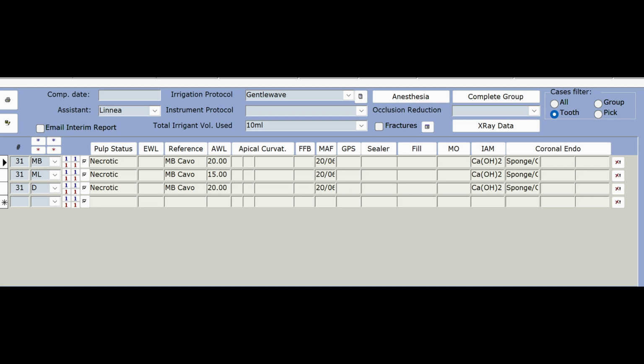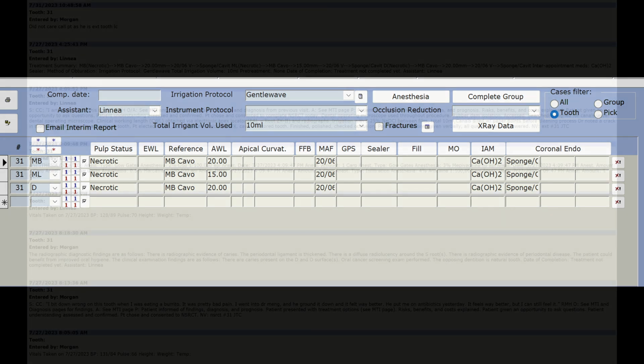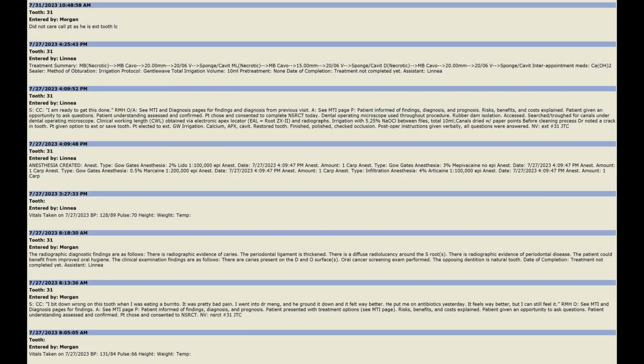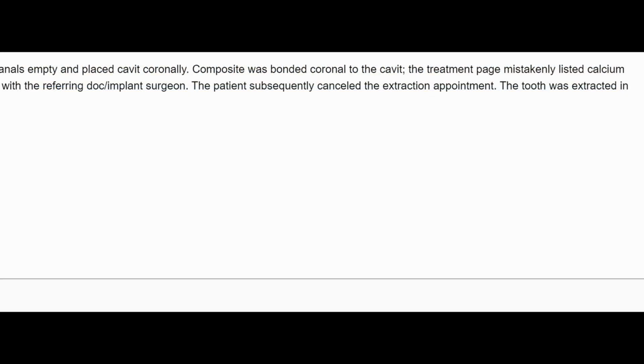I instructed the patient to have the tooth extracted as soon as possible, and I coordinated with the referring dentist and implant surgeon. Unfortunately, the patient canceled the extraction appointment. The tooth was eventually extracted in February of 2024, at which point I sent the tooth to Dr. Carr.